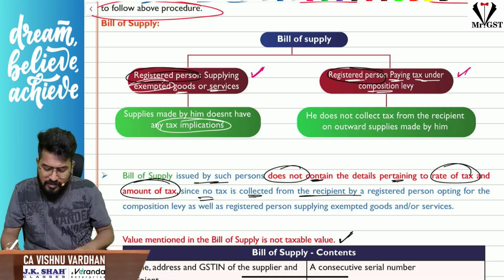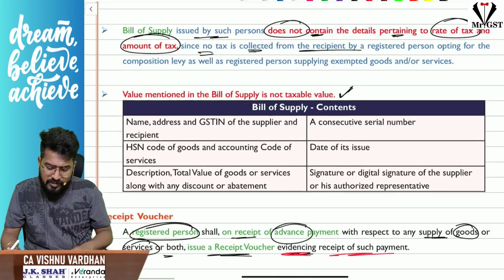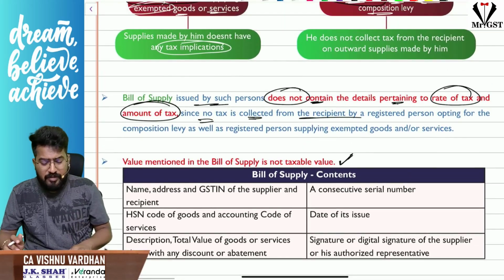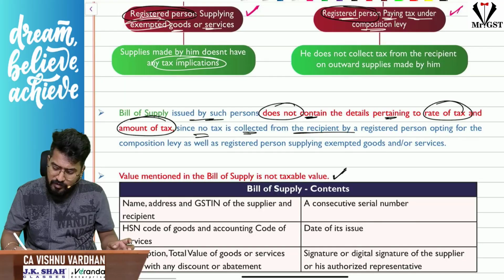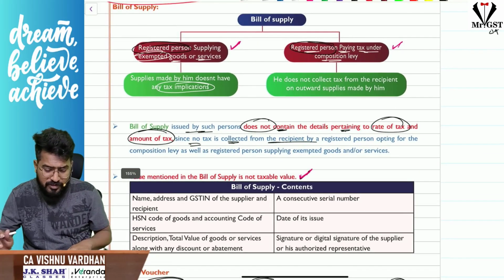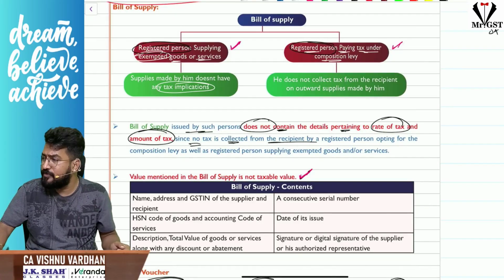So a bill of supply doesn't contain the rate of tax and amount of tax, obviously, and these are the contents of a bill of supply they have given. Whatever value we mention in the bill of supply is not a taxable value. Tax itself is not there, so where will taxable value come into the picture? So that is all about bill of supply.